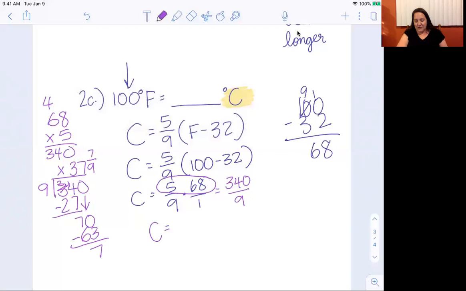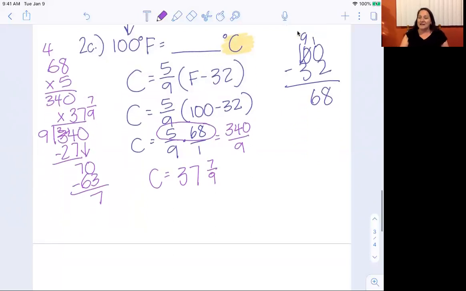Now the question said to round to the nearest whole percent, or excuse me, the nearest whole degree. So 7/9. Who remembers, I believe it was Monday, it may have been last week, that anytime you have a fraction over 9, what is your decimal? Because when we want to round, it's easier to round with decimals, right? C equals 37 point, you guessed it, if you did, good job, 777.